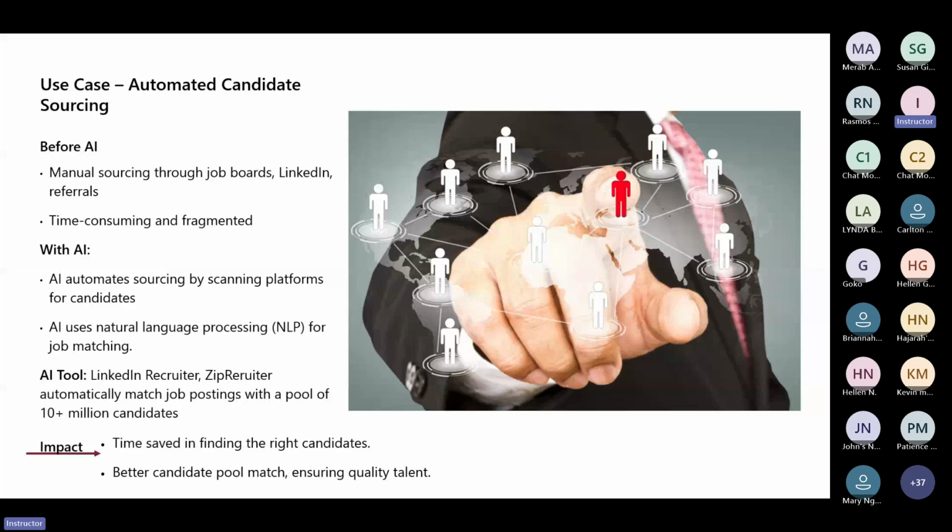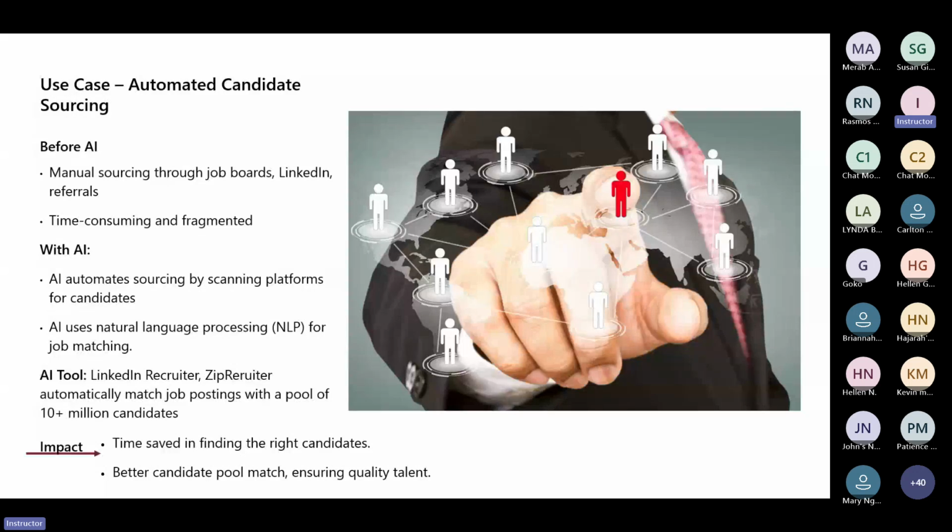Right, but now with AI, the game has changed. So imagine AI tools scanning millions of profiles across platforms like LinkedIn, ZipRecruiter, all in a few seconds. They will identify not just active applicants but passive talent too. And with natural language processing, AI doesn't just look for keywords; it understands job descriptions and intelligently matches them with candidates who truly fit, even if the wording isn't exact. You see, tools like LinkedIn Recruiter now automatically generate curated shortlists, saving time and improving match quality as well.